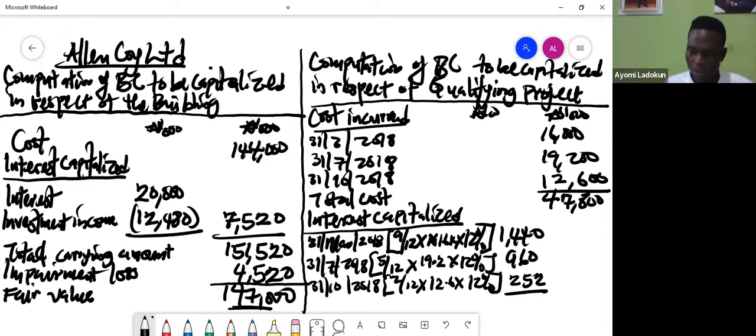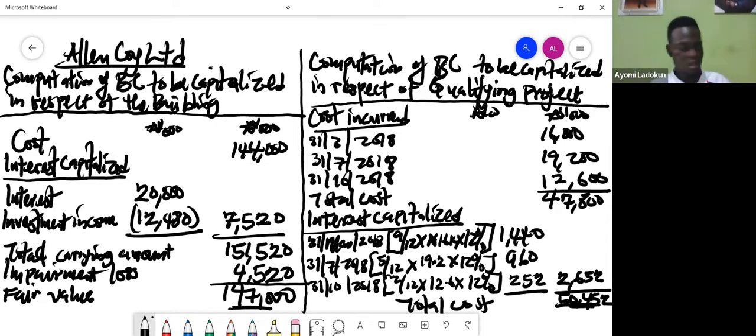So what's that one giving me? Okay, it's giving me something like 2,652. Okay, 2,652. So I add it up immediately to 4,800. So it should give me 5,452. So this is the total cost of the asset. So if you can do that, you have your 8 marks and total you have 15. So that's it. So that's the end.